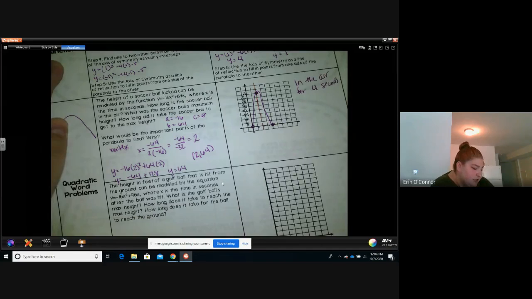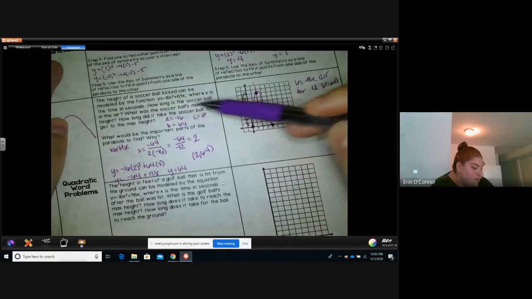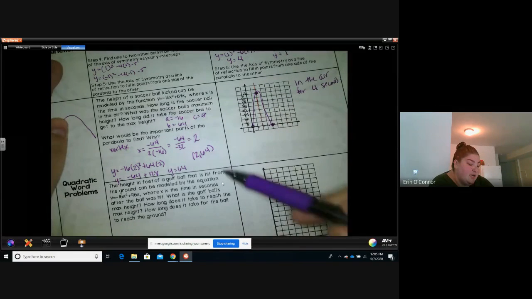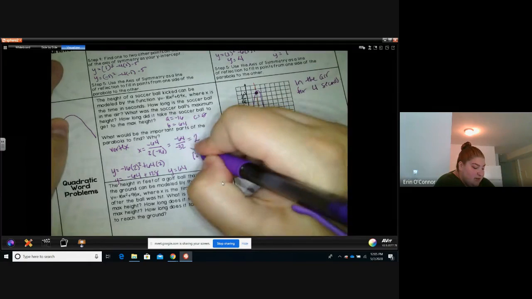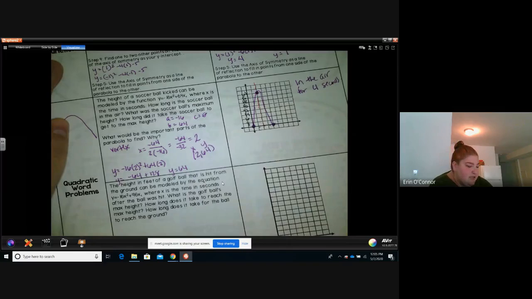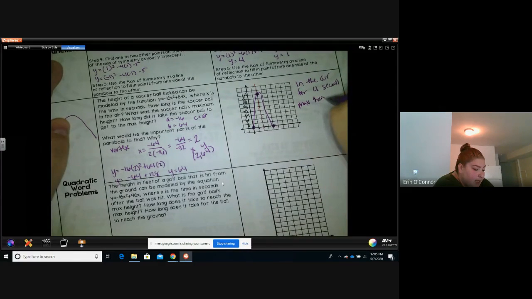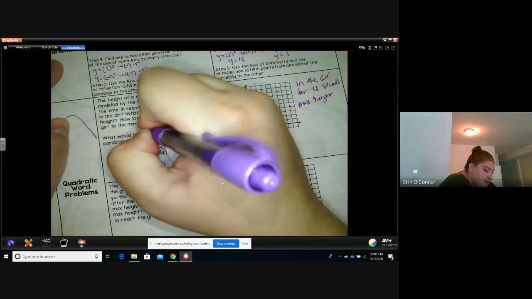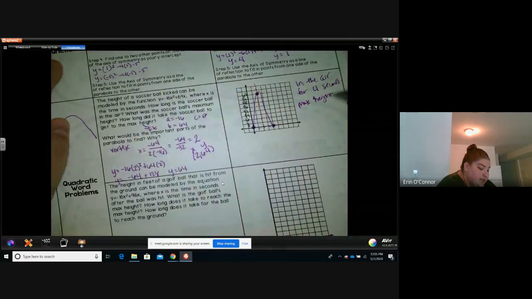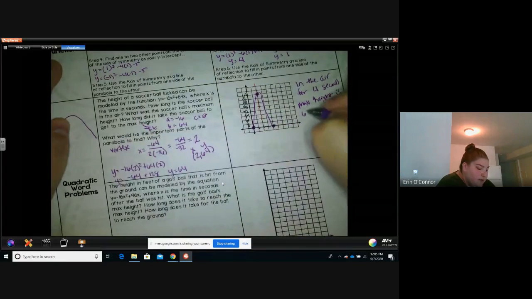That's the first question. Next one, what was the soccer ball's maximum height? Well, we're looking at these, and remember, our x is our time, and our y is usually going to be our height or our distance. So the max height is 64. I'm seeing if they have a unit here. It doesn't look like they have a unit. So let's say this is in feet. So the max height is 64 feet.